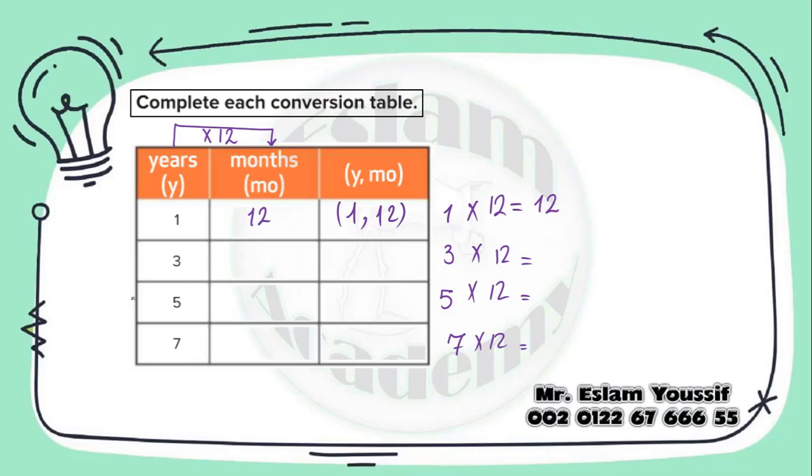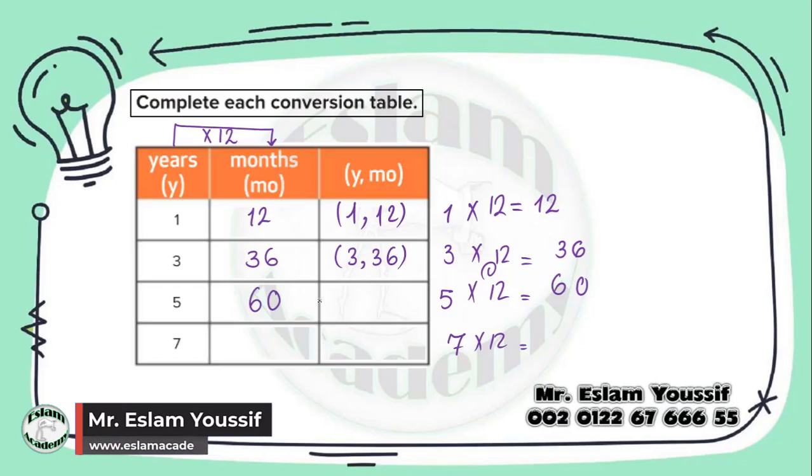Now we have 3. 3 times 12. 3 times 2 equals 6. And 3 times 1 equals 3. So the answer will be 36. For each 3 years, it will be equal to 36 months. Now we have 5 times 12. 5 times 2 equals 10. 0 and carry 1. 5 times 1 equals 5, plus 1 equals 6. So the answer will be 60. So for each 5 years, it will be equal to 60 months.